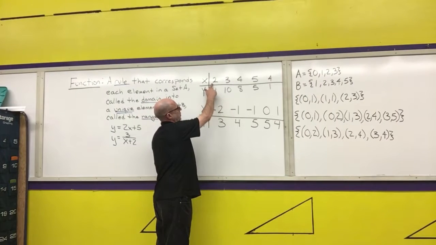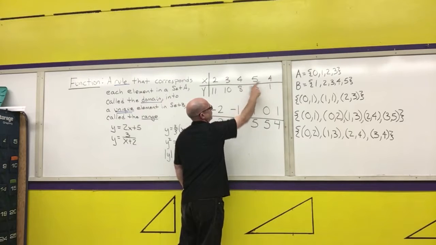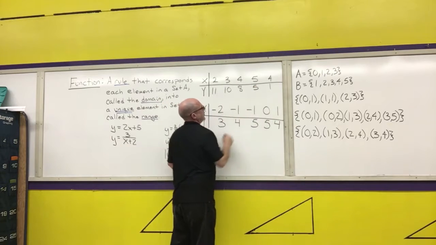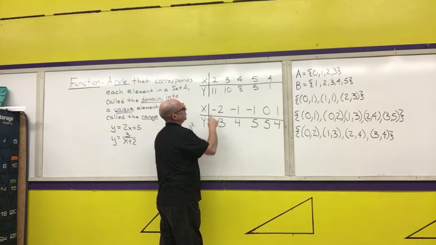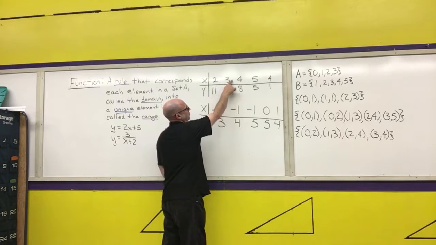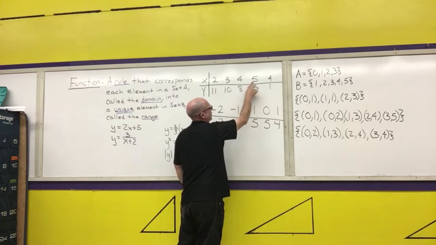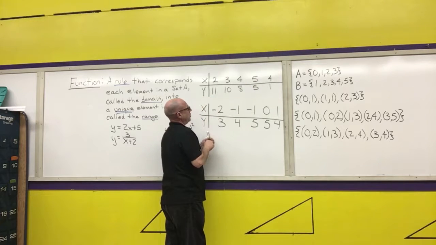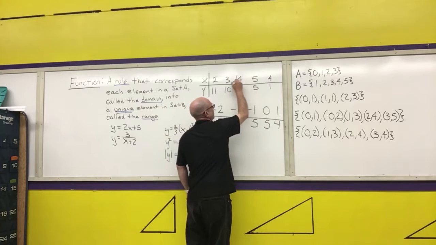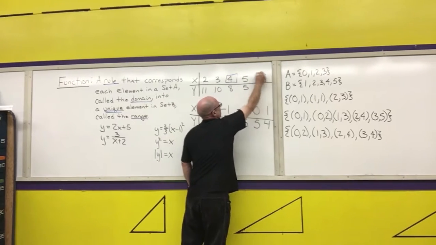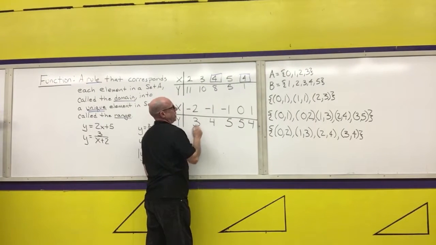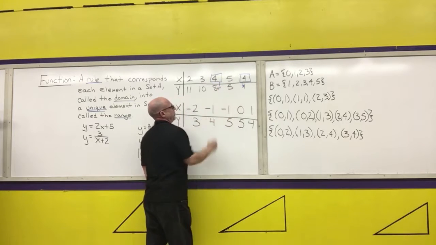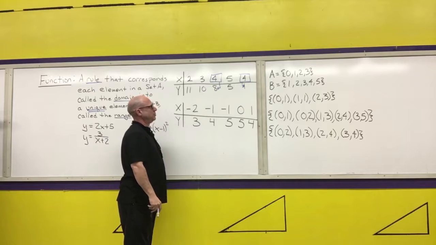Okay, so I have the numbers 2, 3, 4, 5, and 4 in my set A, and they map to different numbers in this set B, so let's see if it's a function. 2 maps to 11, 3 to 10, 4 to 8, 5 to 5, and 4 to 1. This is not a function because I have the number 4 in the input set, called the domain, that maps to two different numbers. The number 4 maps to the 8 and the number 4 maps to the 1.